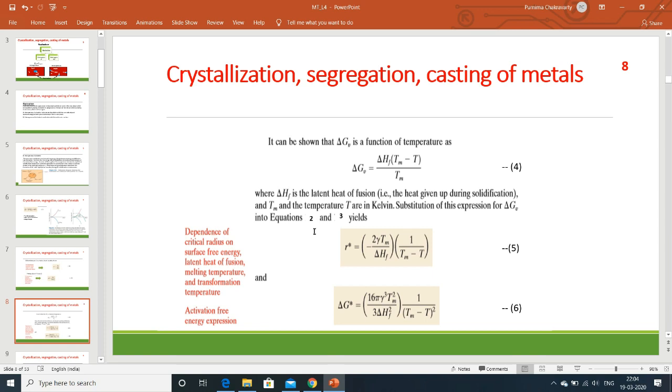Now, if I put this value of del GV in equation 2, for the equation which stands for the critical radius, I will find an equation of critical radius in terms of temperature. And similarly, if I put the same values in equation 3, I will find an equation of the critical free energy in terms of temperature, which is my equation 6.